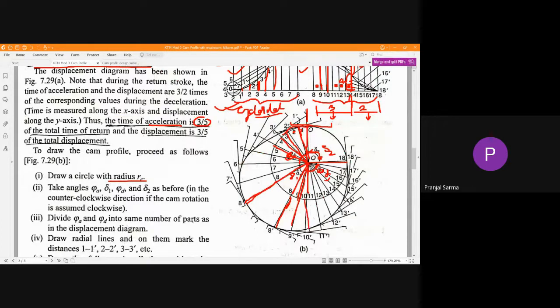And after that, from all those positions, we have to draw the end position of the flat face follower. We have to be careful in that case: we have to draw the flat face follower perpendicular to this extension line, like this. We are going to show the lower portion.